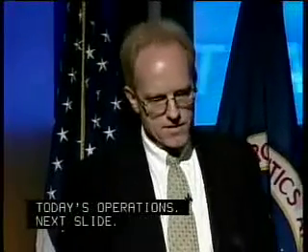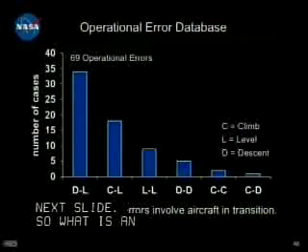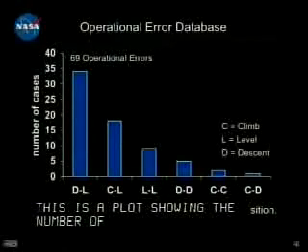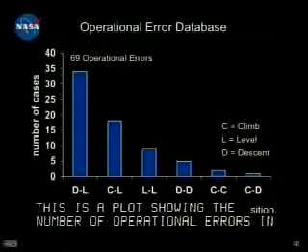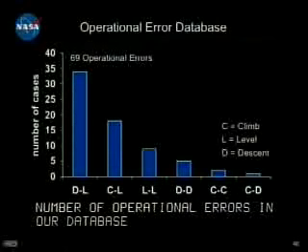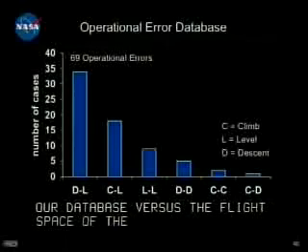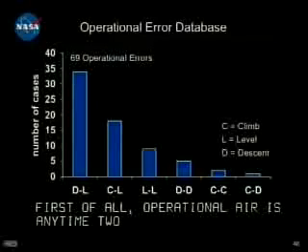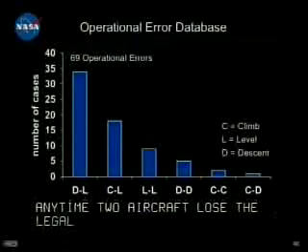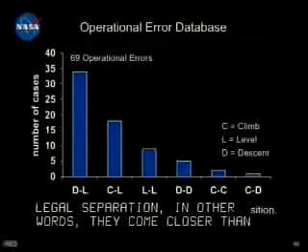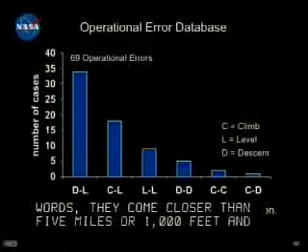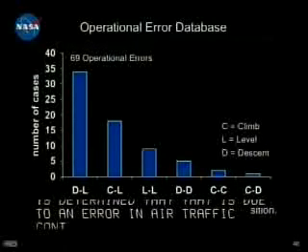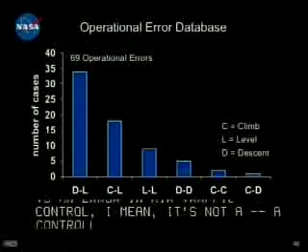So what's an operational error? This is a plot showing the number of operational errors in our database versus the flight phase of the aircraft. First of all, let me say what an operational error is. Anytime two aircraft lose the legal separation, in other words, they come closer than 5 miles or 1,000 feet, and it is determined that that is due to an error in air traffic control, then that is considered an operational error.